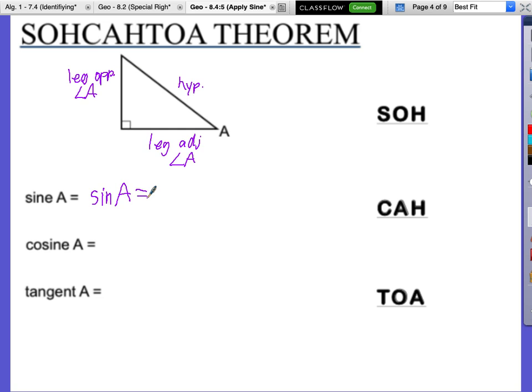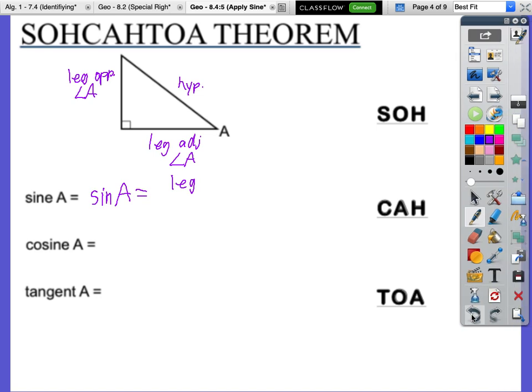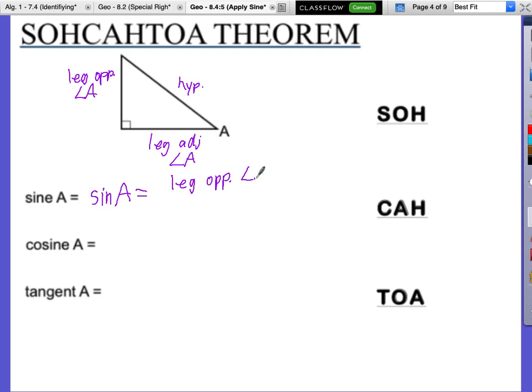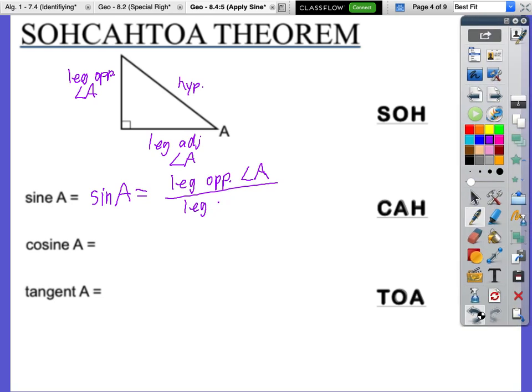Sine of angle A is equal to the leg opposite angle A over the hypotenuse.